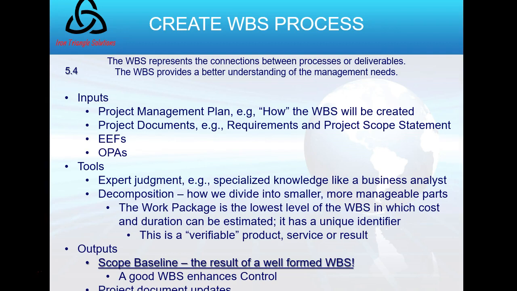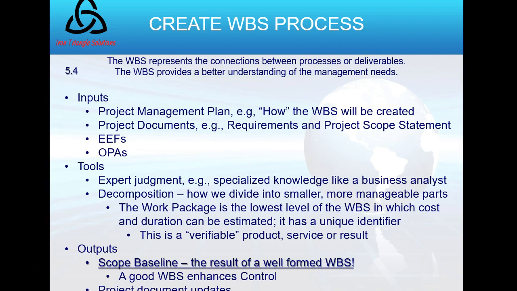And then my output. My output for the create WBS process, I already have my scope statement. I just built my WBS and my dictionary that goes with it. So now my output actually becomes my scope baseline, which is formed by three things: the scope statement, the WBS, and the WBS dictionary. That definitely is a test question on the certification exam, if not on the end of chapter exam. What are the three things that form a scope baseline? You must have a scope statement, a WBS, and a WBS dictionary.